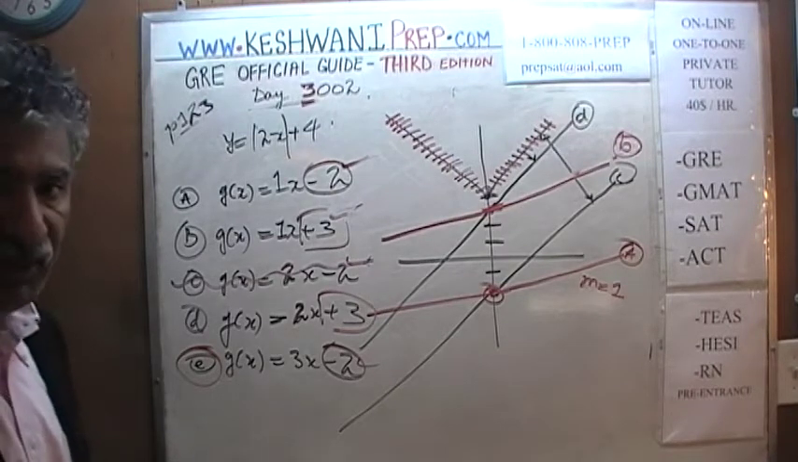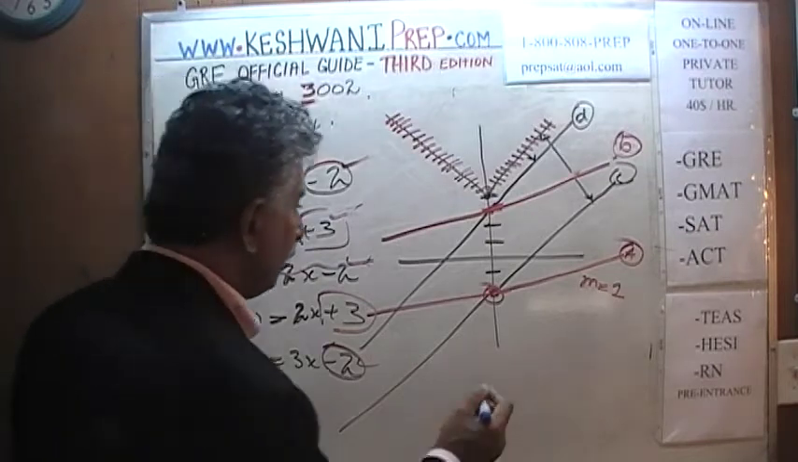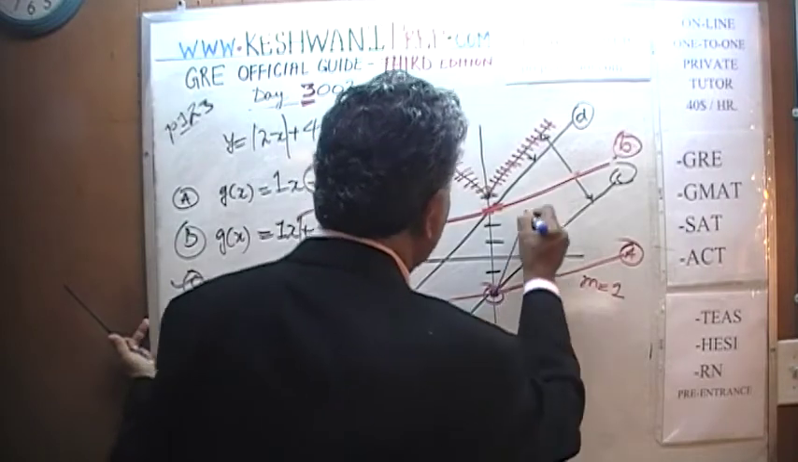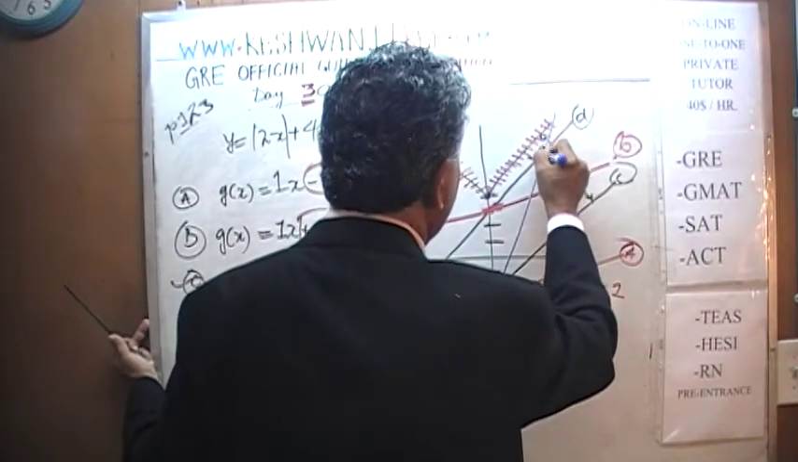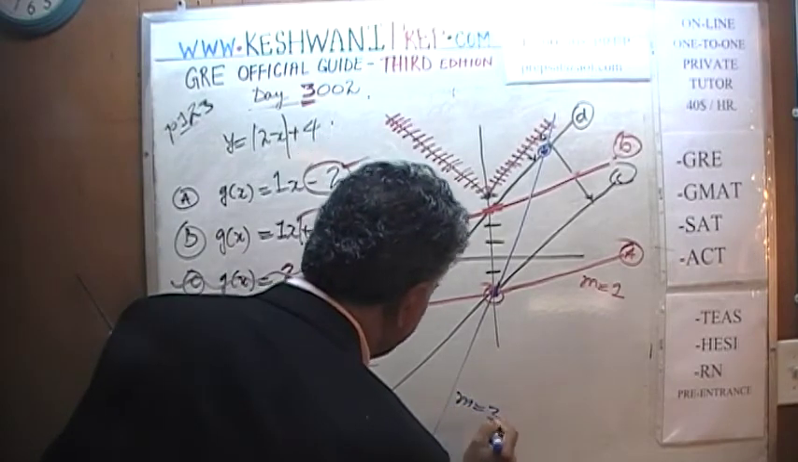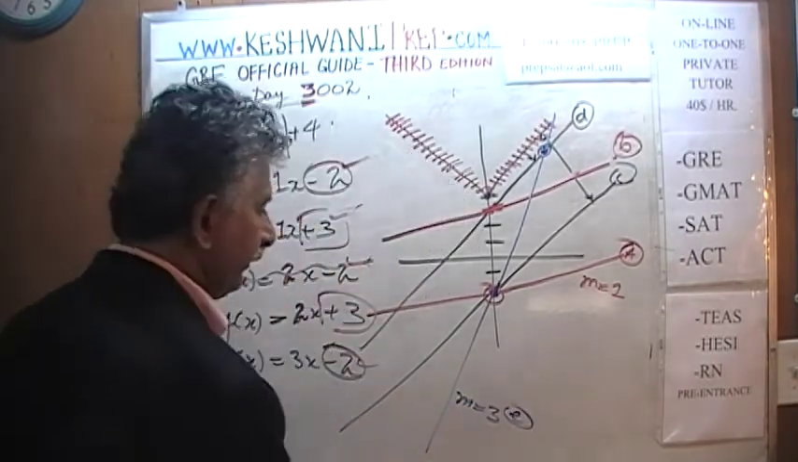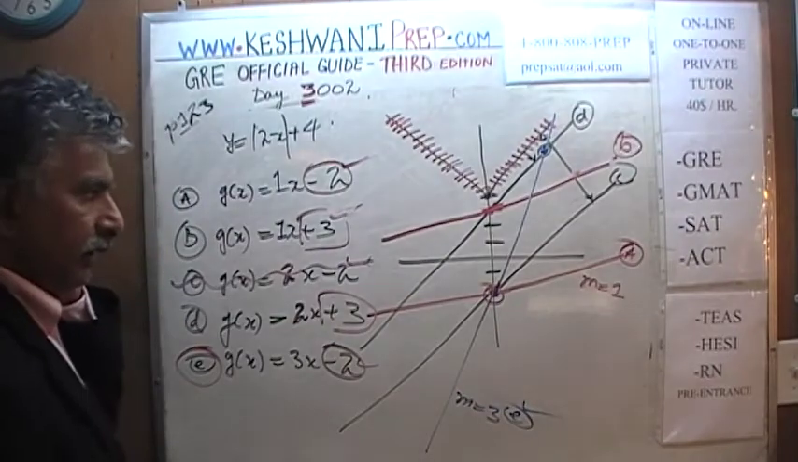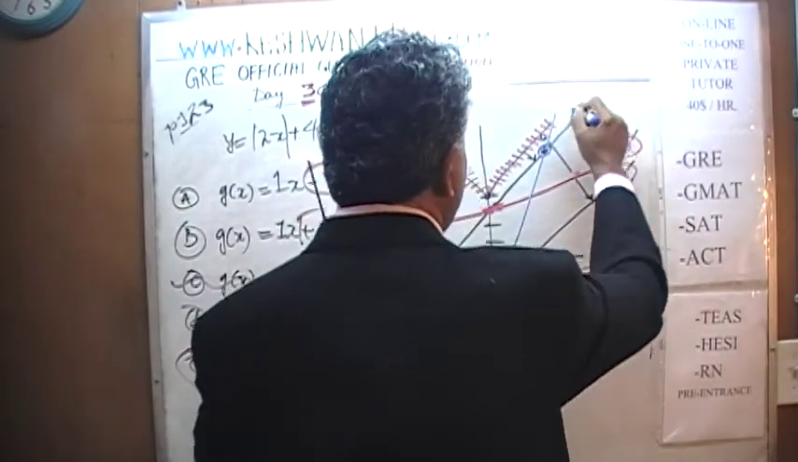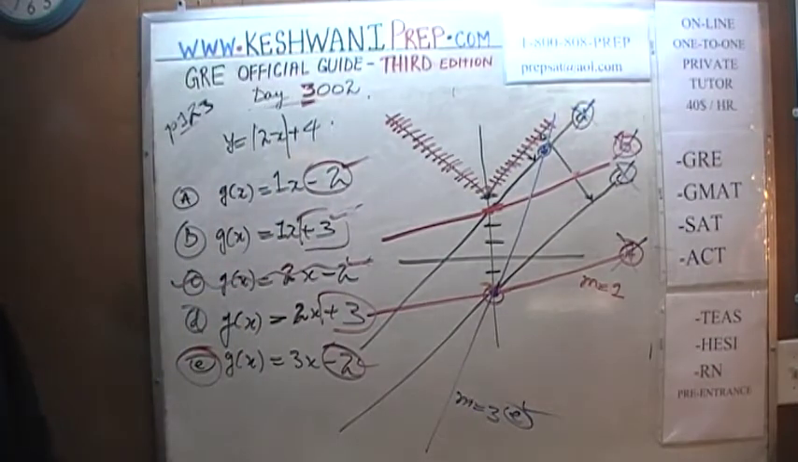So eventually it's going to catch up. Where it's going to catch up, you're not going to worry about it, but it starts here, and because it's steeper, it's going to intersect somewhere. This line has a slope of 3, and that's your answer choice E. And that's the correct answer. A did not work, B did not work, C did not work, D did not work. I think I spent way too much time on it.